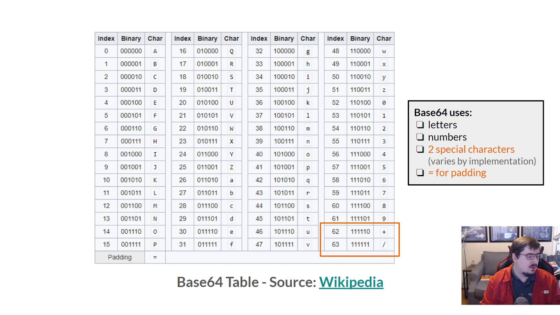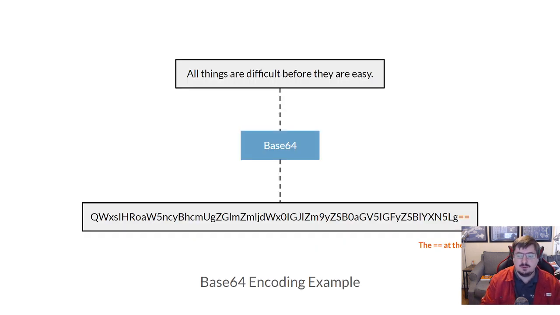So because things don't always evenly divide, we may have either no padding at the end, we might have one padding equals, or we might have two. So you can look at the end of the encoded string and you're going to see either 0, 1, or 2 of those padding characters, depending on how it rounded.